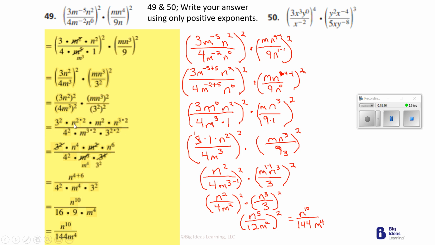This is very different. We got n to the second, that should be n to the 4th power. This would be n to the 6th power. 2 times 3 is 6, yeah. N to the 4 times n to the 6 gives us 4 plus 6, which is 10. Down here, looks like 3 to the second power, 3 to the 4th power. We're able to subtract 2 from the side, leaving it 3 to the second power, which gives us the 9 we originally had. And then we have m to the 4th power, which remained the same all the way through. And then they had 16 times 9, which gave them 144.